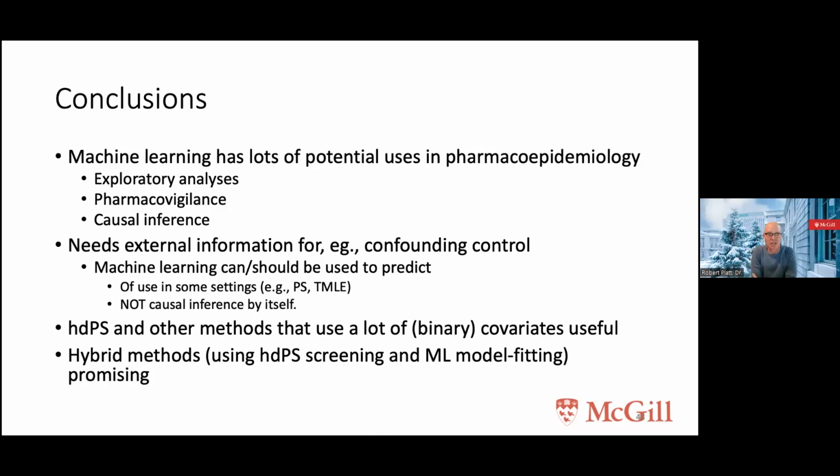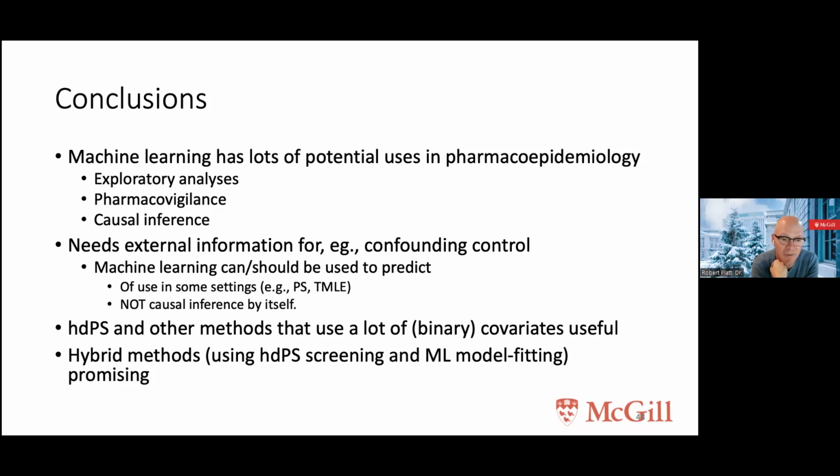So in conclusion, machine learning has lots of potential uses in pharmacoepidemiology. It can be used really well for exploratory analyses if we just want to discover potential associations. It can be used in pharmacovigilance for the same things. It can be used in causal inference, as I outlined, if we want to compare two treatments. And I didn't go into any detail on this last example of looking at the effect of statins post-MI. It can be used to get better estimates of those treatment effects.